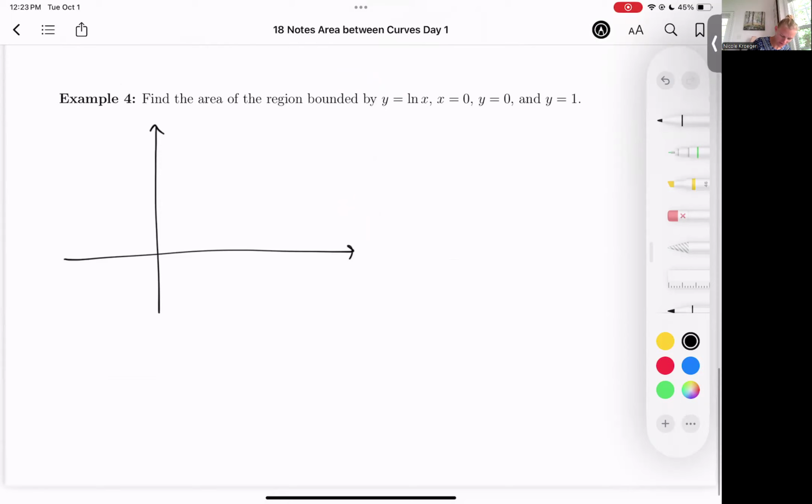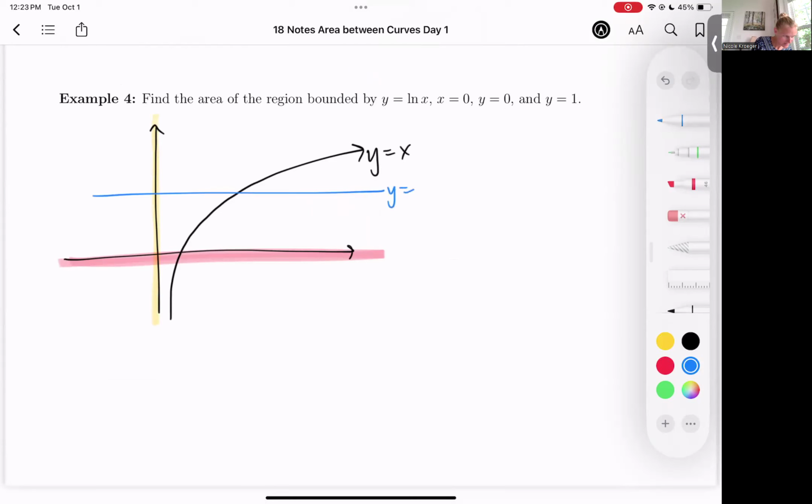So we have ln of x. X equals 0 is the y-axis. Y equals 0 is the x-axis. And y equals 1 is a line up here. Okay, so the region that we're looking at here is this one, the region that's bounded by all 4 of those curves.